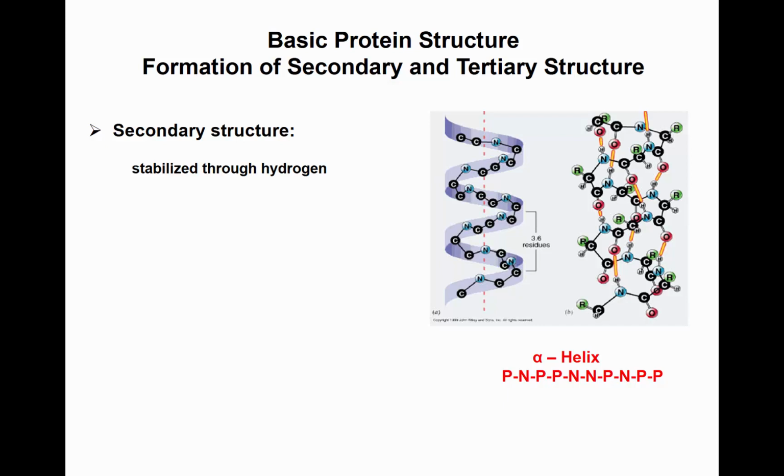And then another characteristic feature is that in every turn, you have about 3.6 amino acid residues. That's a good College Bowl question, if you guys are in College Bowl. That's a very common one. How many amino acids are in an alpha turn? It's 3.6.